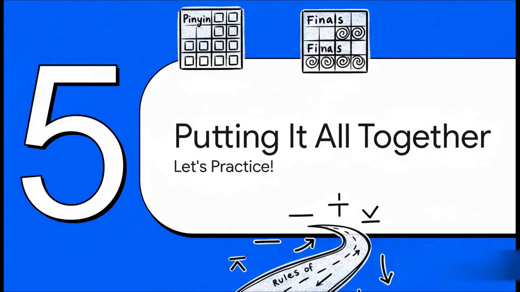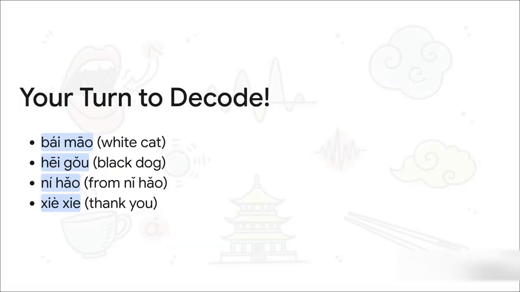Okay, I know that was a lot of information, but you've officially got all the tools now. You know about initials, finals, tones, and all the little rules of the road. So let's put it into practice and see how this all comes together. All right, look at these phrases. Let's try them together. First up, bái māo. That's a rising second tone, then a high first tone.